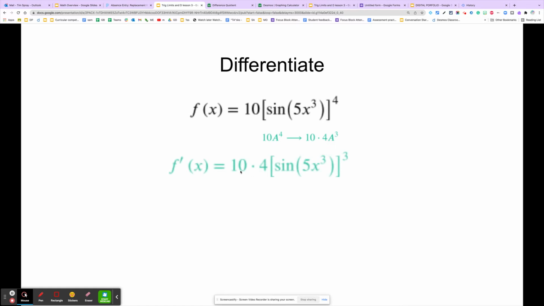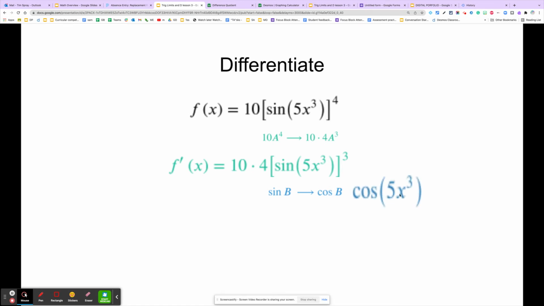I think you'd all agree with that, and that's what it would look like. There's my 4, there's the a function to the power of 3. Now remember, this is the chain rule. We haven't taken the derivative yet of this guy here, so the derivative of sine b would be cos b. So that's why we have cos 5x cubed.